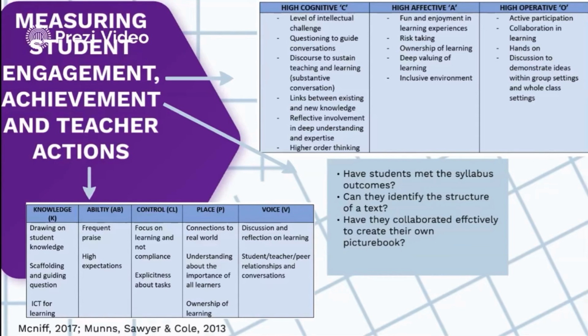Conversation and observation data will show each of these markers, and work samples will highlight levels of intellectual challenge, higher order thinking, links between prior and new knowledge, ownership of learning, and the effectiveness of collaborative learning. Markers for disengagement will include poor communication, silence, minimal discourse, lack of participation, and links between learning.